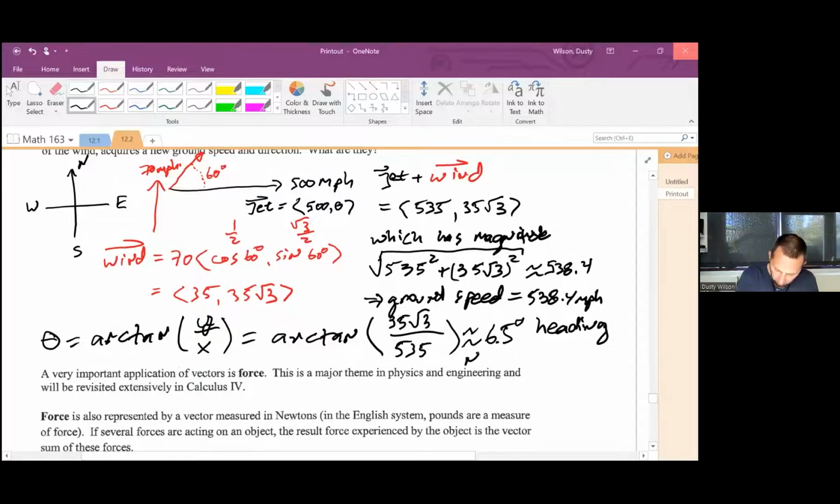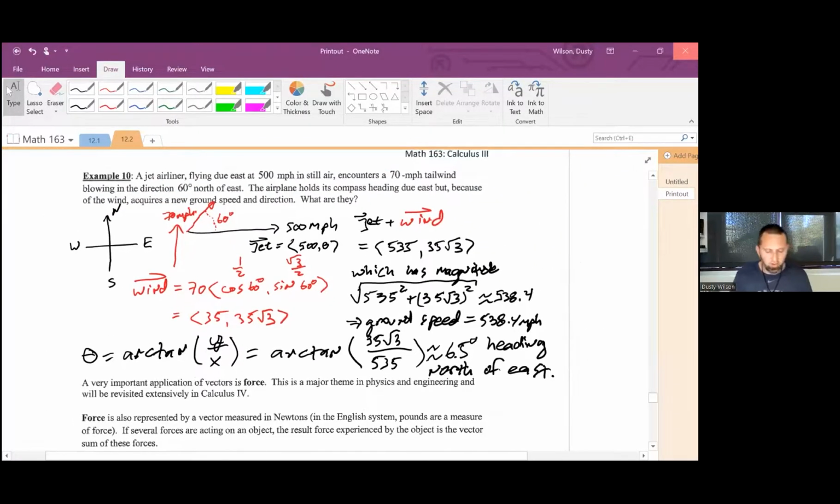Heading north of east. That should make sense to us if you think about the context of the question. The jet's going at 500 miles an hour. So even though that's a stiff wind, and is certainly blowing it a little bit to the north, it's pretty small relative to how fast the jet's going. So it's going to blow it a little bit farther north, 6.5 degrees, but not a lot north of east.